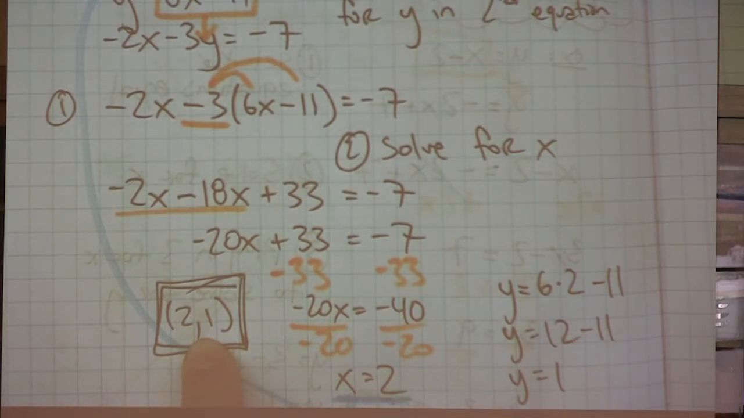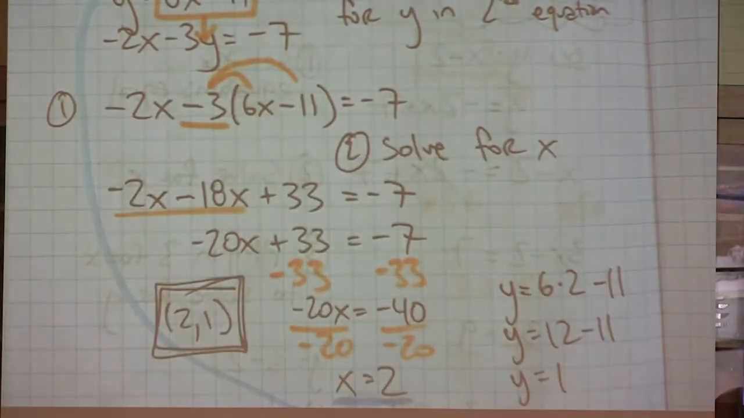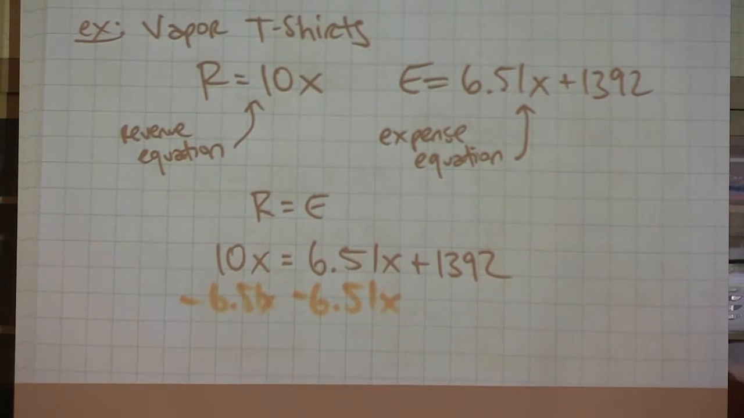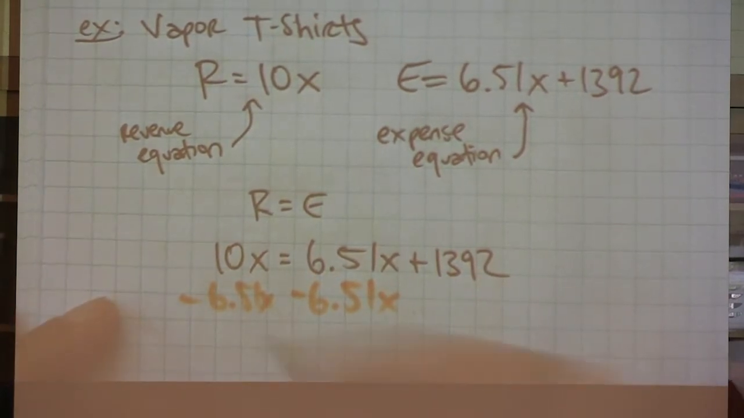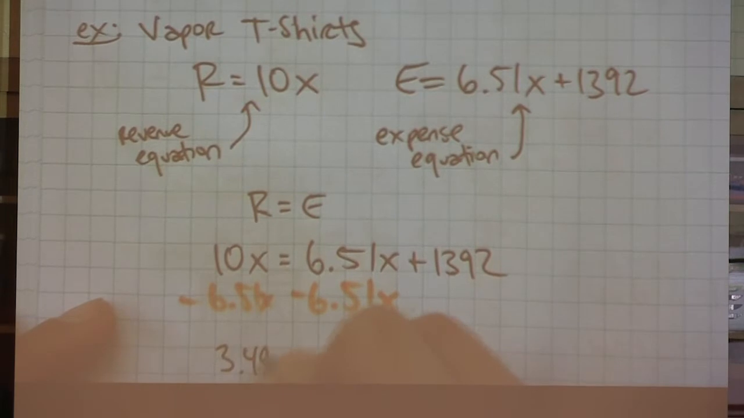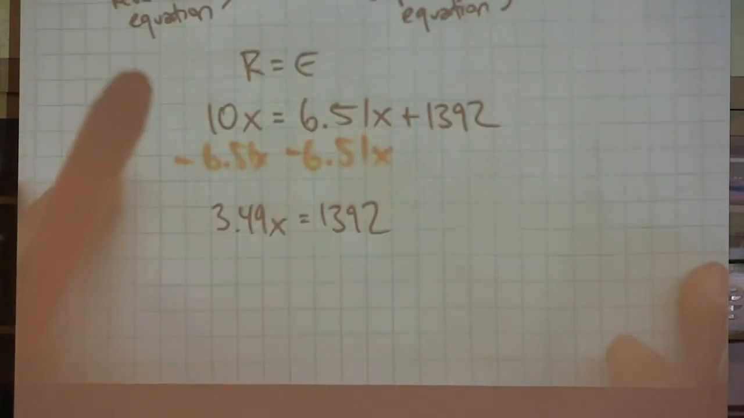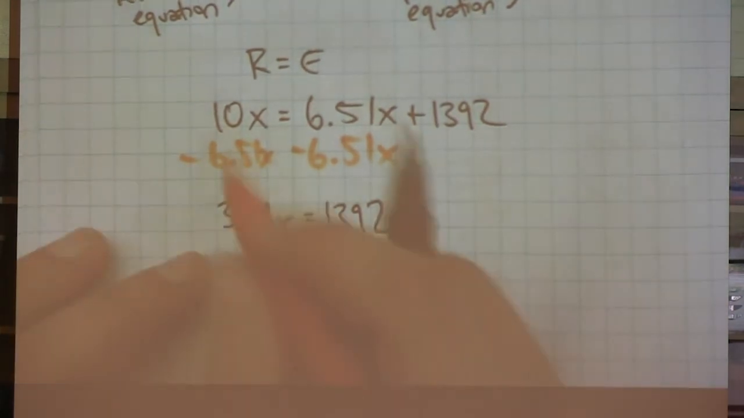Are we okay moving on now? Yeah. Okay, I think I need to be done talking to you. That's what I think. To get 349x equals 1392. And what do I need to do with that 349? Bye.